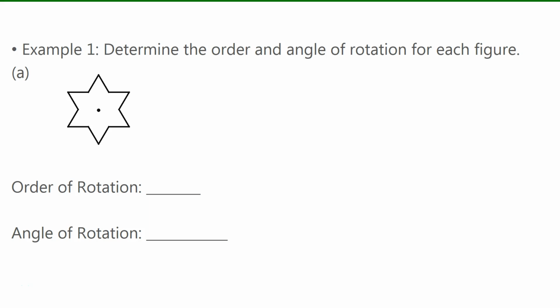So for A, to find the order, you can use tracing paper, but you may be able to picture taking this figure and then rotating it and it coinciding with itself right here, and here, and here, all the way around. So the order in this case would be 6. Now to find the angle of rotation, we take 360 degrees and divide that by 6, which is 60 degrees. So rotating this figure every 60 degrees would result in it coinciding with itself.